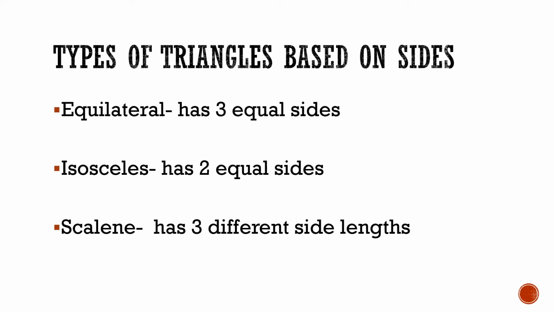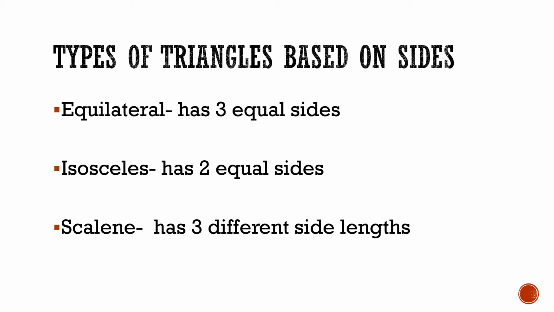Now we can also base it on the sides. So equilateral, kind of self-explanatory there. Each of the sides are equal. So all three sides equal is an equilateral triangle. Then we have an isosceles triangle, which has two equal sides. And then a scalene triangle has three different side lengths, so none of the sides are the same.